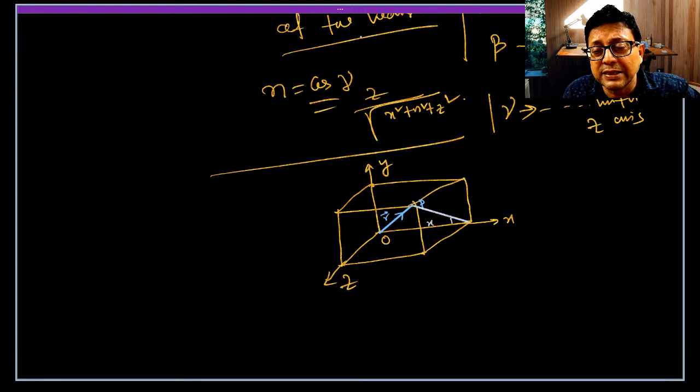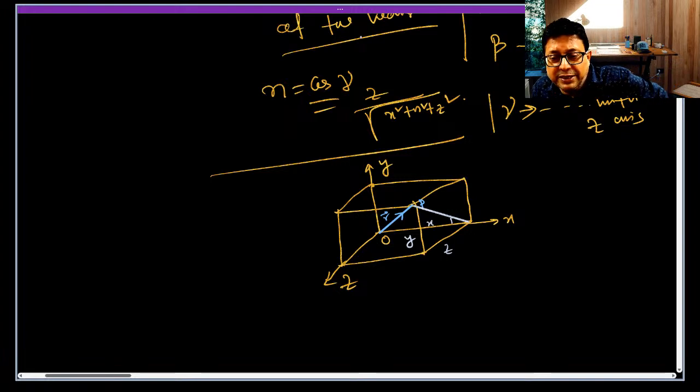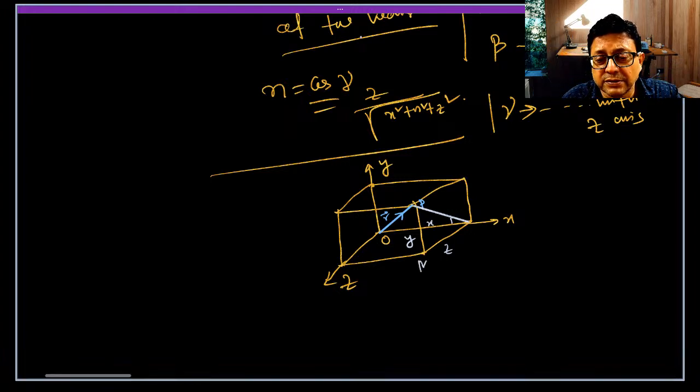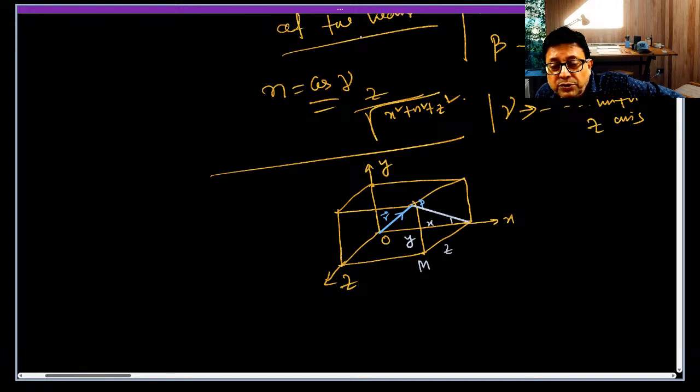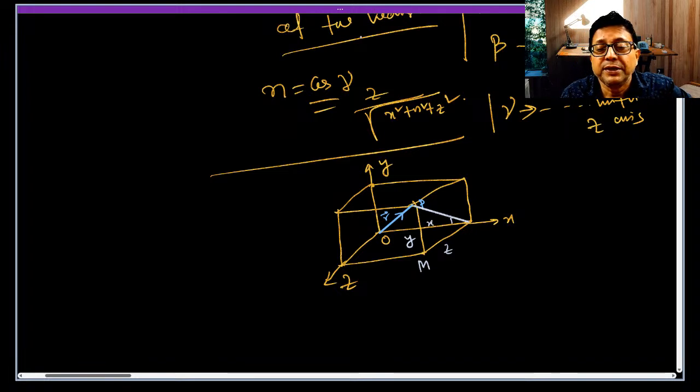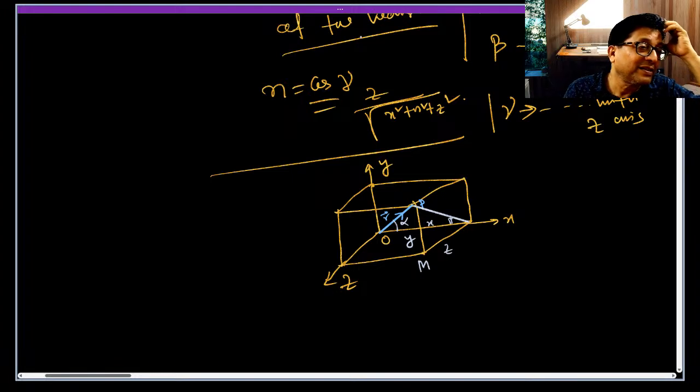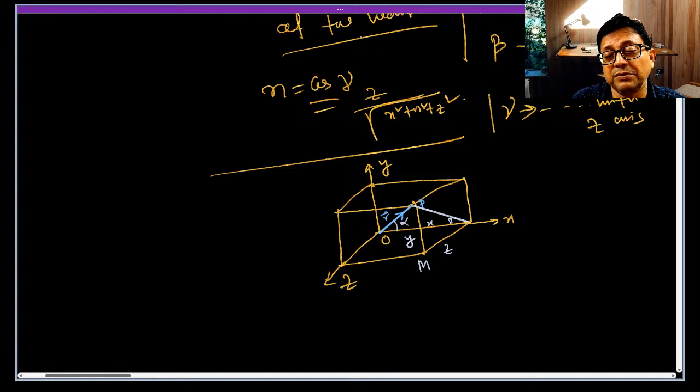This part is x, this part z, this part y. If you draw a perpendicular, this MP equals y. So here you can understand better how cos alpha is x by r, because this is 90 degrees. So cos alpha has to be x by r, the length of the hypotenuse. This is the hypotenuse, this is 90 degrees, no? Understood?